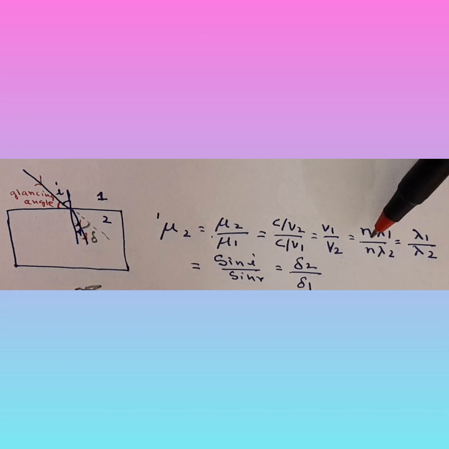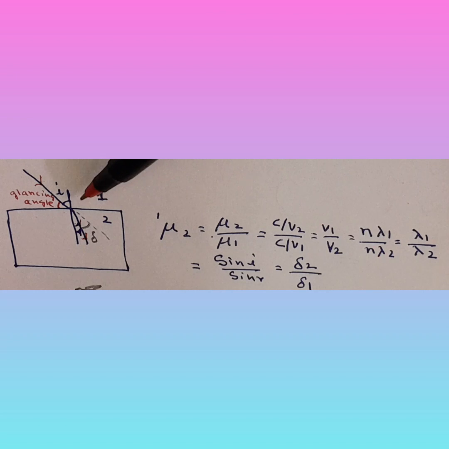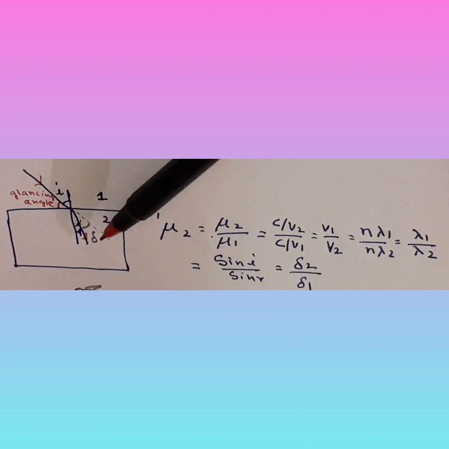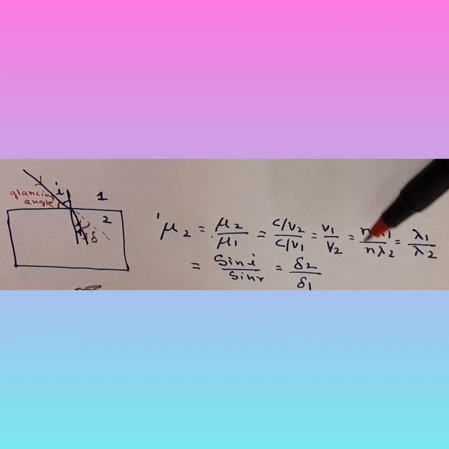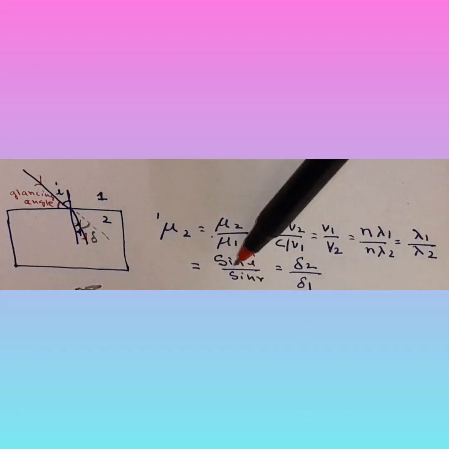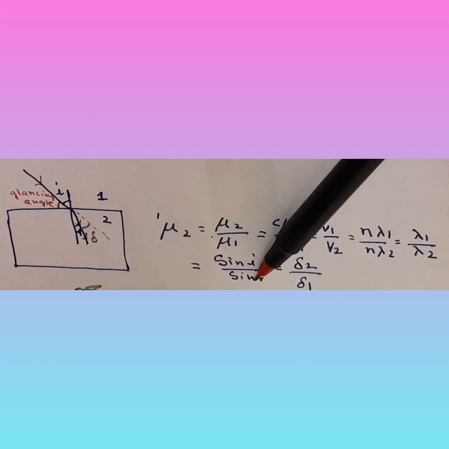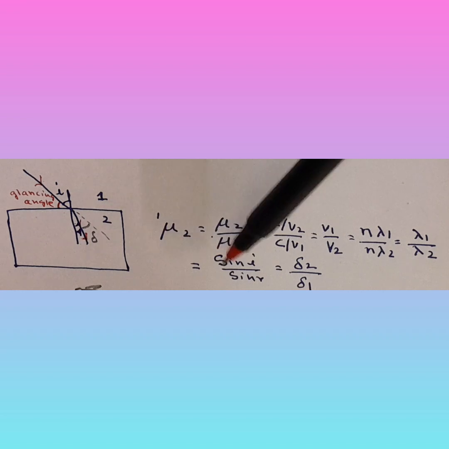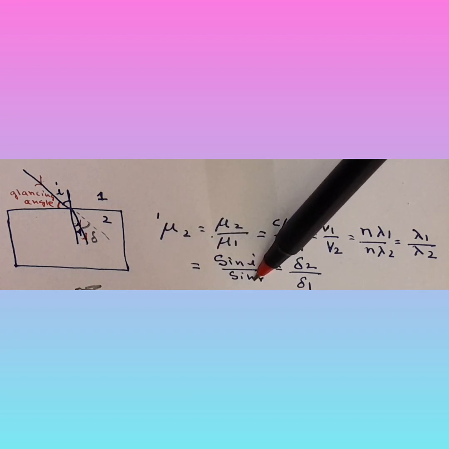Alright, now why do we have N in both? In both the mediums, we have N. Now what is N? N is frequency. The frequency does not change in medium. It is irrespective of medium. So N gets cancelled and we end up with lambda 1 over lambda 2. It doesn't stop here. Now also we have Snell's law, which says sine I over sine R.